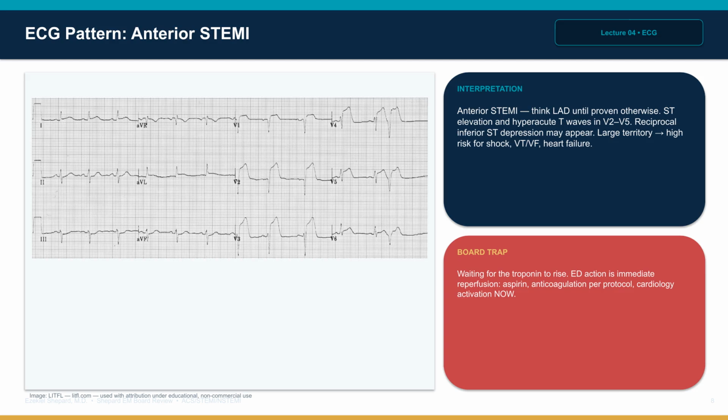This schematic shows an anterior STEMI pattern. Think LAD until proven otherwise. The key leads are V2 through V5, where you may see ST elevation and hyperacute T waves. Reciprocal inferior ST depression can also appear. Anterior STEMI matters because it involves a large myocardial territory and carries high risk for shock, ventricular arrhythmia, and heart failure. The emergency department action is immediate reperfusion pathway, aspirin, anticoagulation per protocol, and cardiology activation. Do not wait for the troponin to become positive.